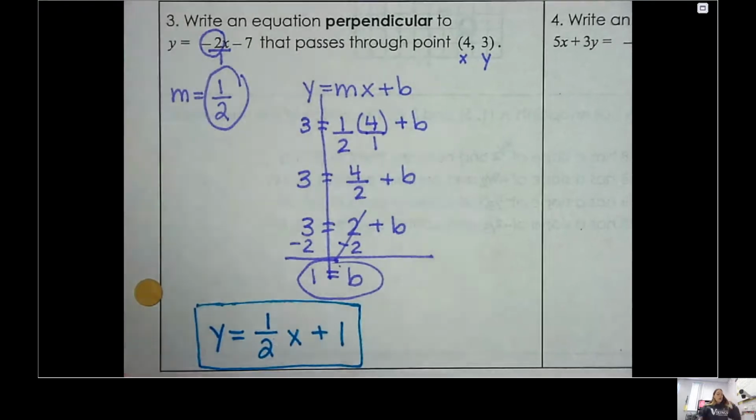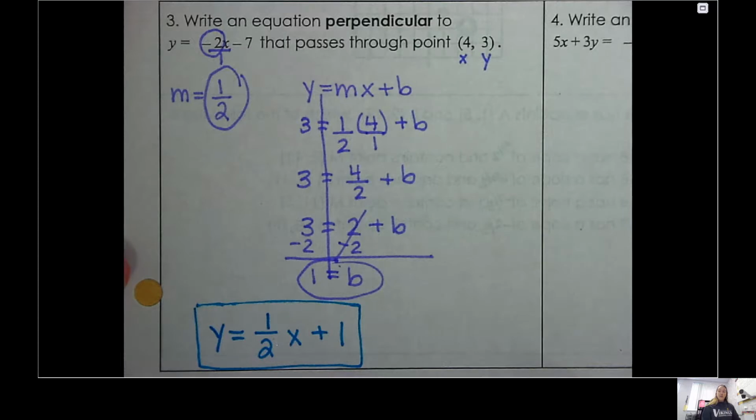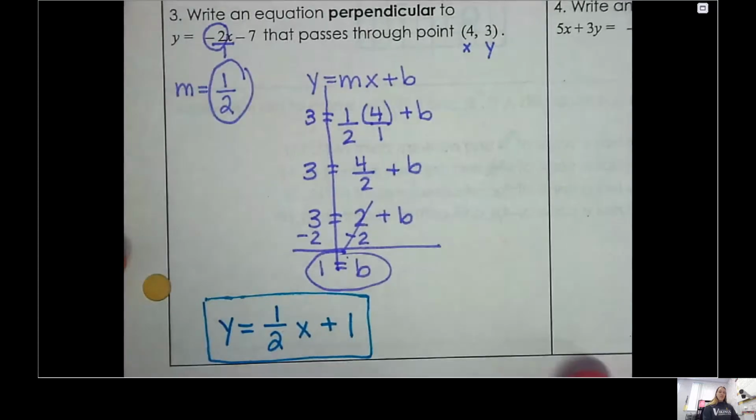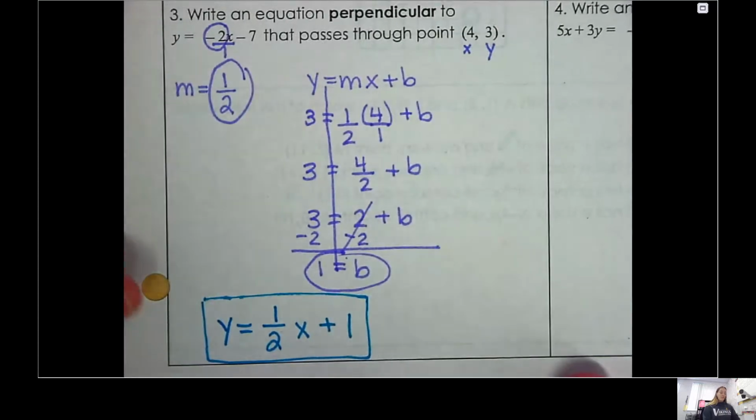Okay, so I'd like you to pause the video here and give number 4 a try. Hint, hint, you might have to rewrite the equation. So pause the video, give it a try, and then check your work with mine.